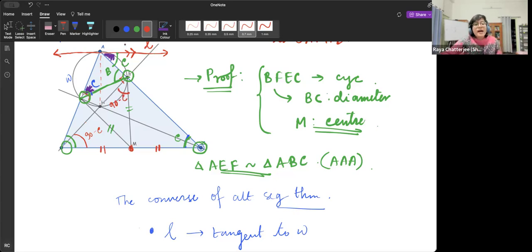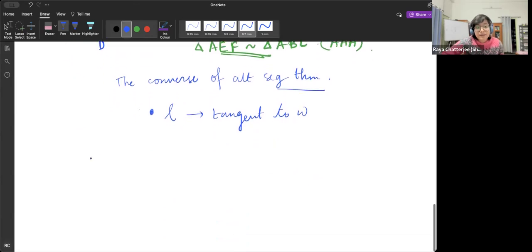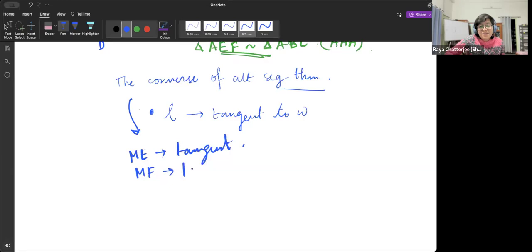And notice that H is the orthocenter, so I can just produce AH to meet BC at D. This is going to be 90, and this blue angle out here is going to be equal to 90 minus C. Therefore, by the converse of the alternate segment theorem to be precise, I can say that ME is tangent to the circumcircle of AEF. Again, by the same argument, ME is tangent. And by an exactly symmetric argument, I can just say that MF is tangent.